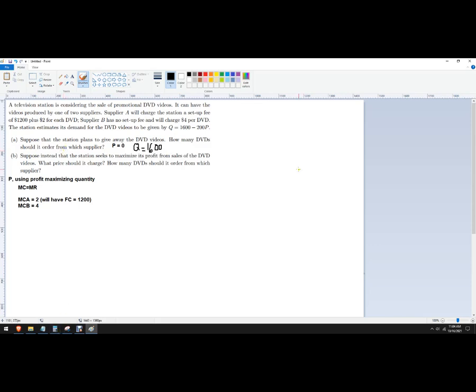So if I order them from supplier A, I'm going to do 1,600 times 2, which is 3,200. This is our cost. So we should call this total cost from A, plus our 1,200, because that was our fixed cost. So it's going to be 4,400 is the total cost.